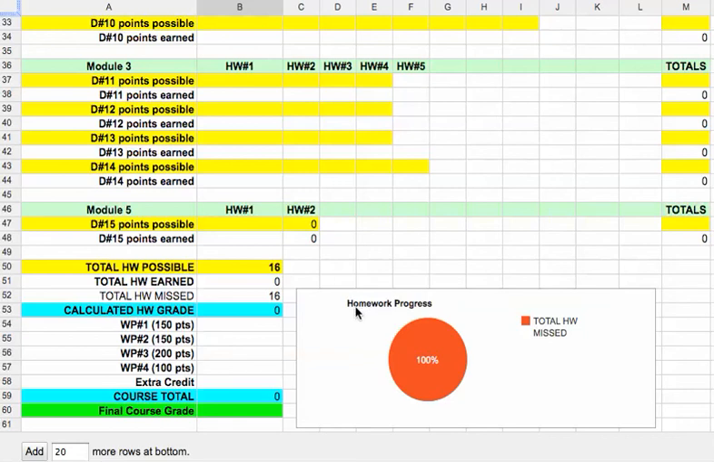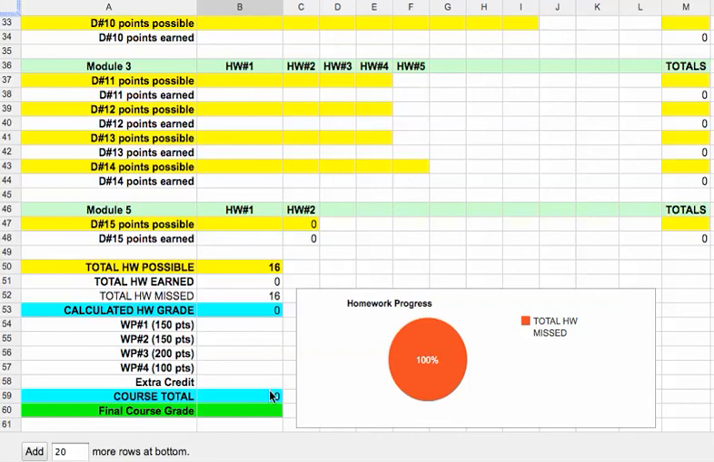The homework possible is 400 points typically, which is about 40% of the grade. So it's pretty important to do your homework. And then down here will be your projects, and then the total points for the projects as well. And then if there's any extra credit involved, depending on the instructor. And then your final course grade is down here.